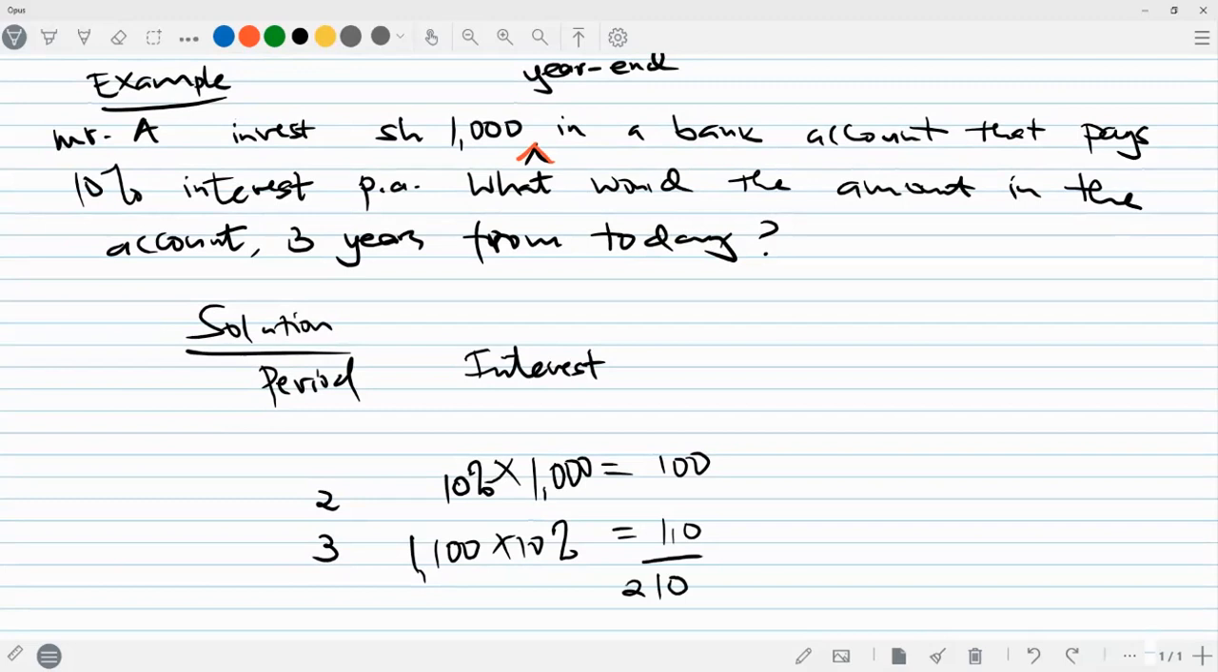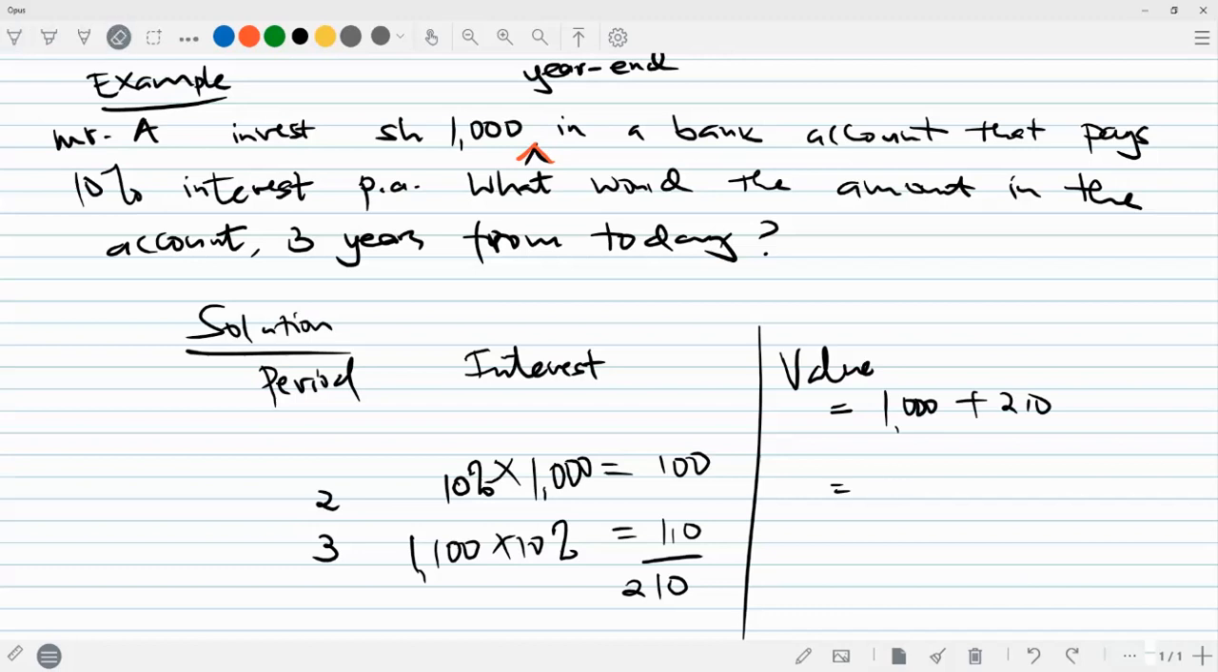Therefore, the total investment you have at the end of year 3, the value of the account at the end of year 3, will be equal to the 1,000 that you invested plus 210. The total investment you have will be equal to 1,210 shillings.